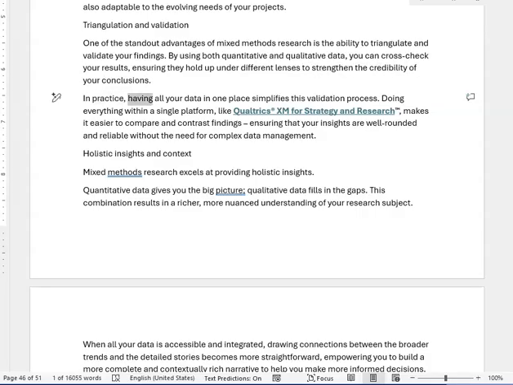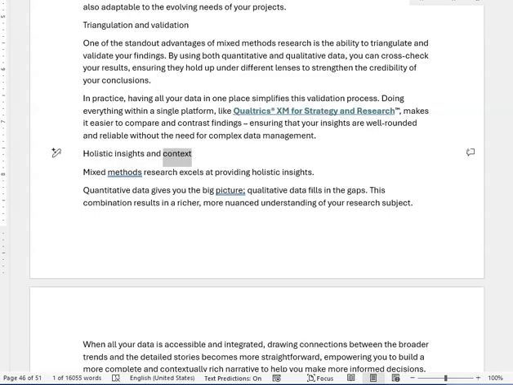In practice, having all your data in one place simplifies this validation process. Doing everything within a single platform, like Qualtrics XM for strategy and research, makes it easier to compare and contrast findings, ensuring that your insights are well-rounded and reliable without the need for complex data management.